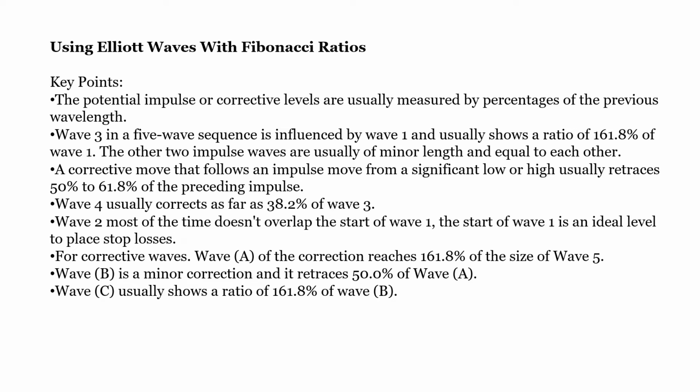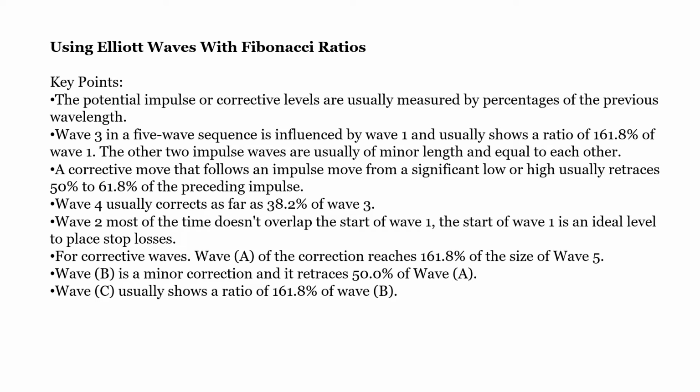Another point is a corrective move that follows an impulse move from a significant low or high usually retraces 50 to 61.8% of the preceding impulse. Wave 4 usually corrects as far as 38.2% of wave 3. Wave 2 most of the time doesn't overlap the start of wave 1. The start of wave 1 is an ideal level to place stop losses.